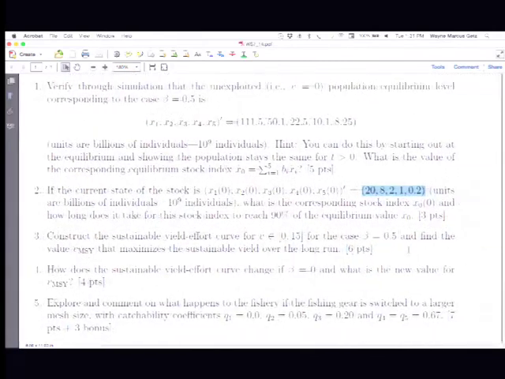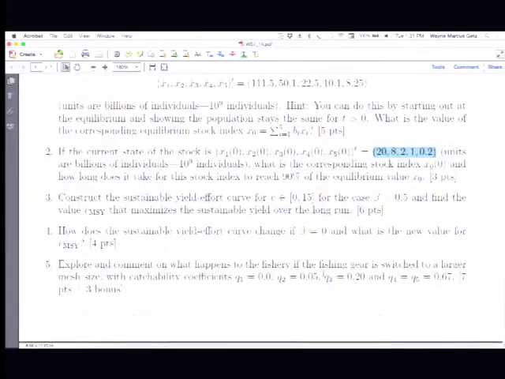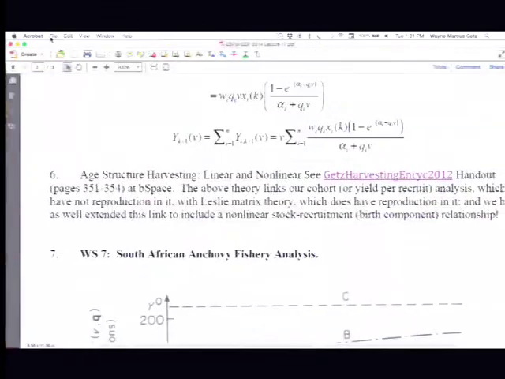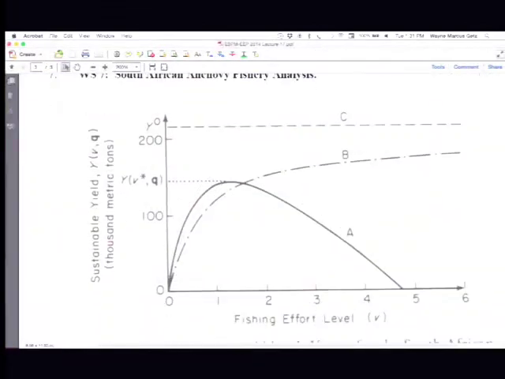And then I ask you to construct a sustainable yield effort curve for the case when beta is equal to 0.5. And I ask you to construct a sustainable yield effort curve if beta is equal to 0. And I say, what is the value for VMSY? So if we go to the previous, you'll see that in this situation, the V that maximizes your sustainable yield is this value over here, V equal to 1.1.